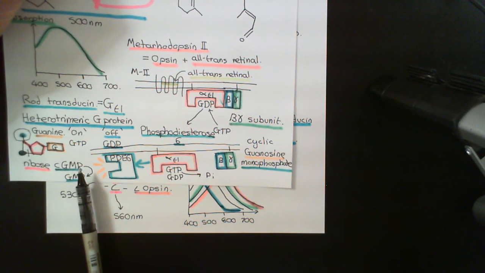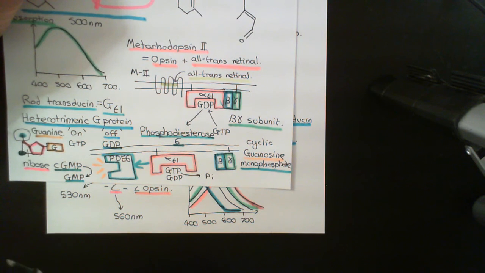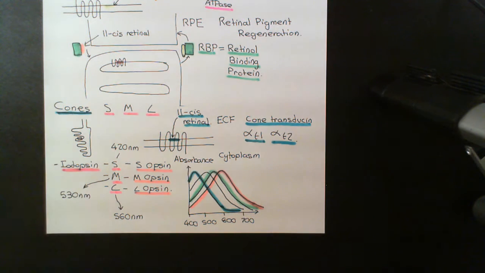It'll start breaking down cyclic GMP into GMP, and therefore cyclic GMP will go down inside the cytoplasm of the cone cell, and that will lead to the closing of cyclic nucleotide gated ion channels, and therefore hyperpolarization of the electrical potential difference across the cone cell membrane. So there's the difference in the phototransduction process inside rod cells and cone cells, but as you can overall see, it's extremely similar, and the mechanism by which the phototransduction process will be turned off and how you will regenerate the 11-cis retinal is exactly the same between rod cells and cone cells.